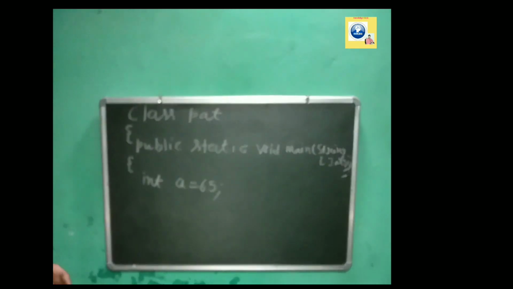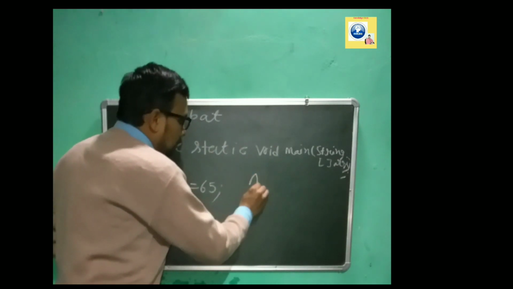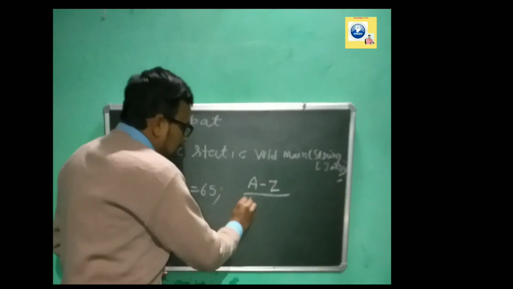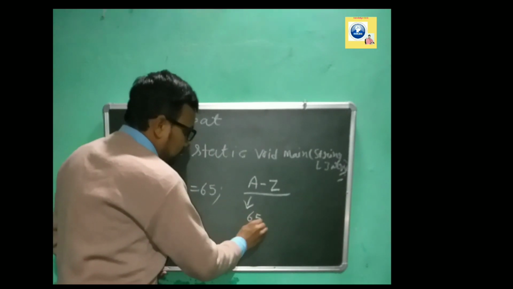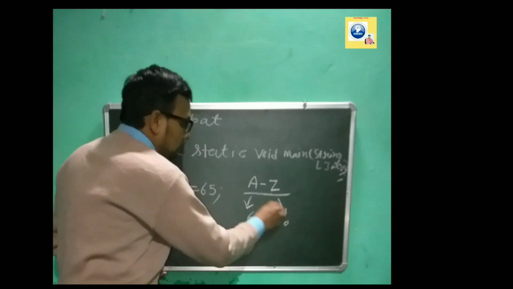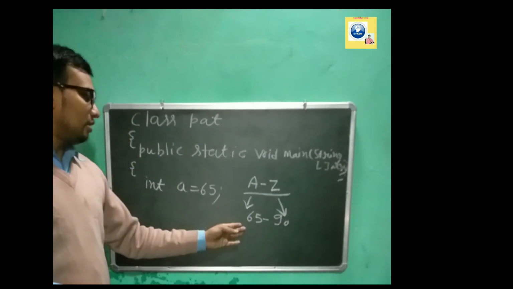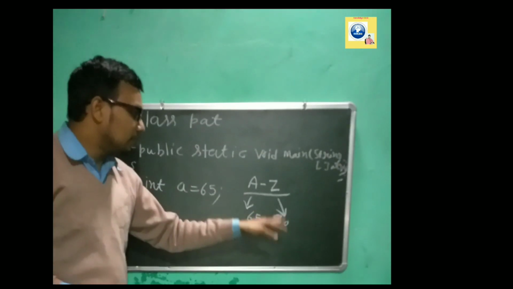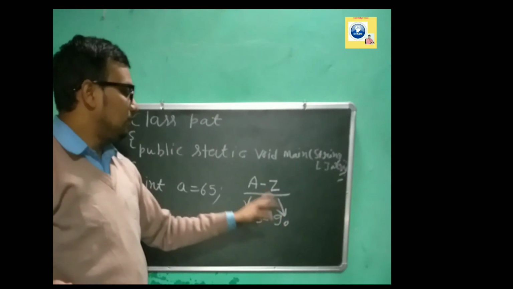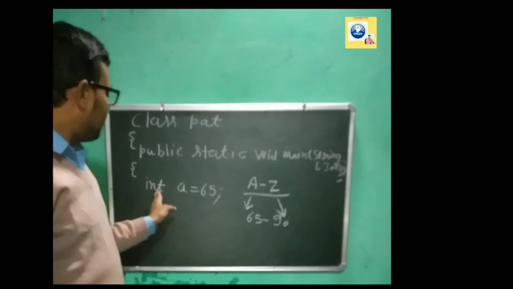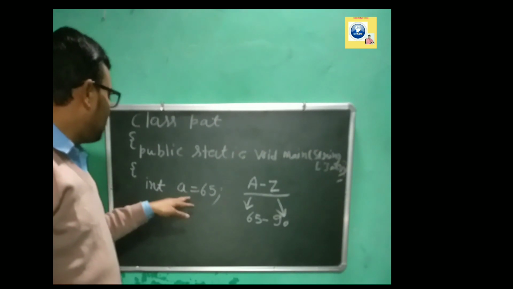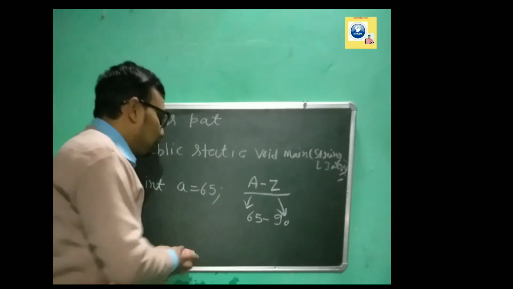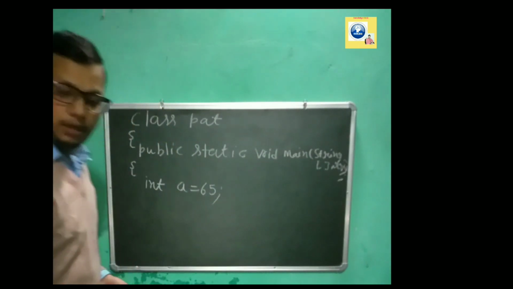See why we are using it? Let's understand. Actually, the capital letters of the alphabet, the ASCII value of A is 65, and it goes up to 90. The ASCII value of Z is 90. So the American Standard Code for Information Interchange value of A is 65 and of Z is 90. So between 65 and 90 we have 26 characters. That's why we have taken the variable of integer type and kept the value 65.